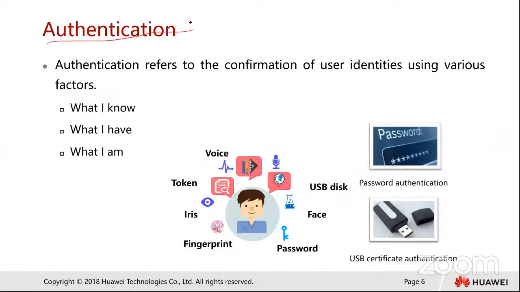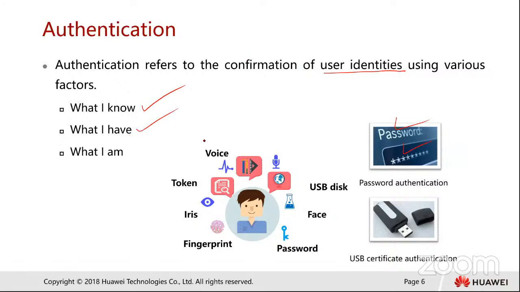When it comes to authentication, how is it done and why is it done that way? Authentication basically refers to the confirmation of users' identities using various factors. You can use factors like what I know. Those are your passwords and your PIN codes, things that you know in your mind, in your head. These are my security questions. That is what you know as an individual.